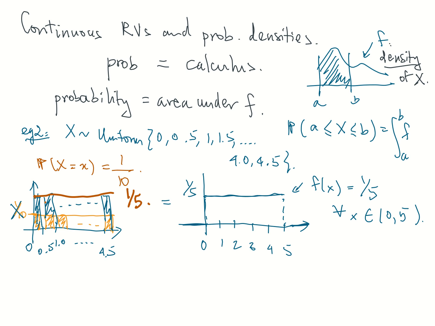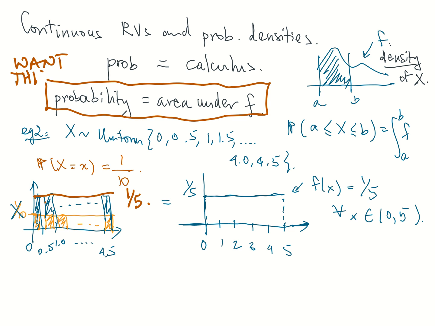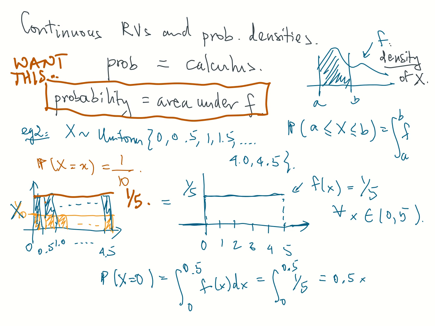1 over 5 here is not directly the probability of x taking a particular value, but rather I want it to be so that the probability of x taking some value is the area under this curve. For example, probability of x equal to 0 is now the integral from 0 to 0.49999 of f, and this is a half times 1 over 5, and this equals 1 over 10, as I wanted. This is also consistent with the discretization view.